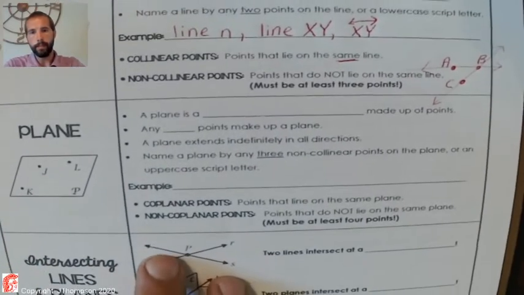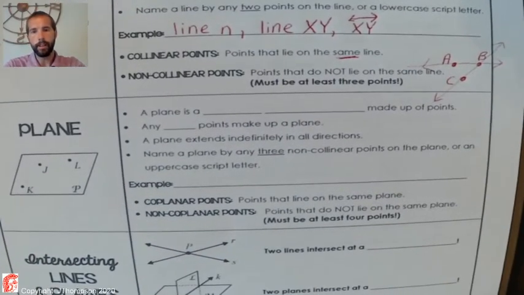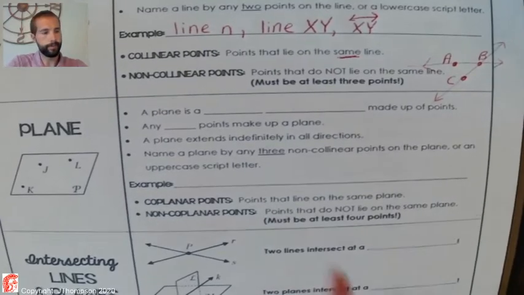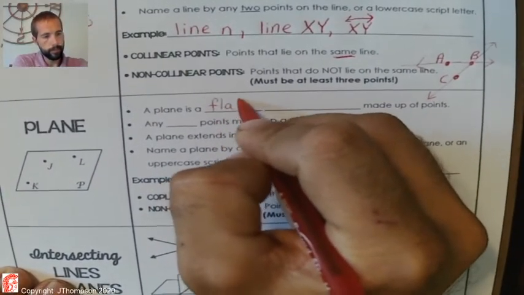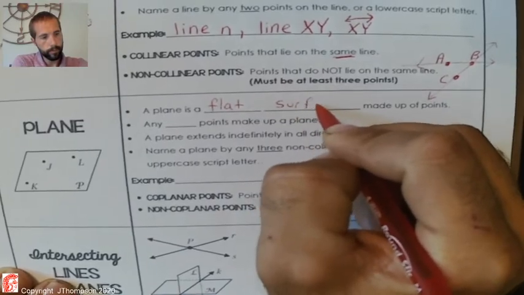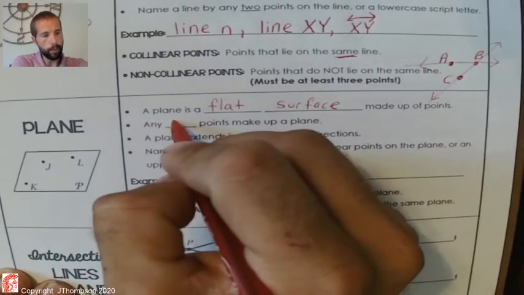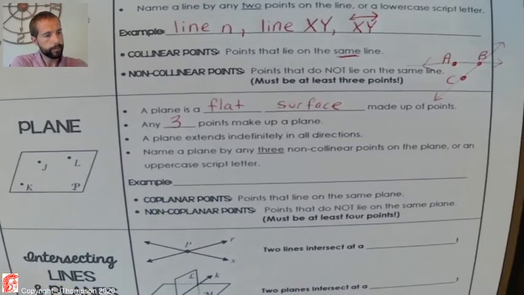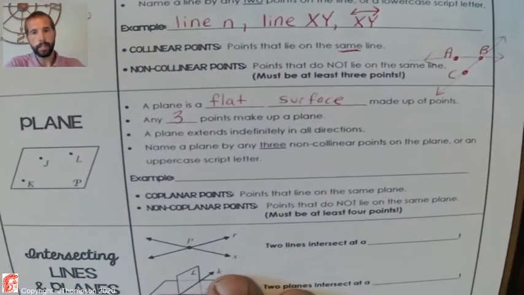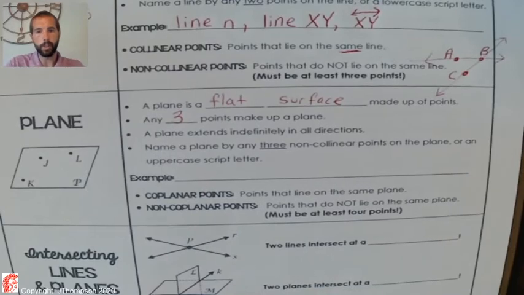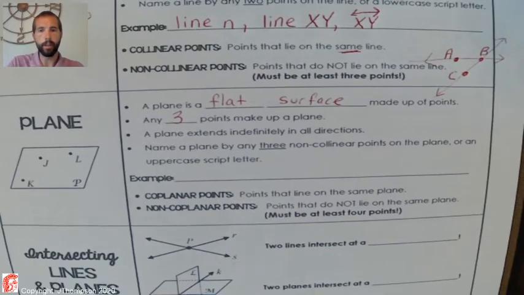Okay, next is a plane. A plane is just a flat surface. It's made up of any 3 points, and a plane extends indefinitely in all directions. So a line extends forever in 2 directions, left and right, whereas a plane extends indefinitely in all directions. So imagine taking like a desk and you just expand that surface in all directions. That would be a plane.